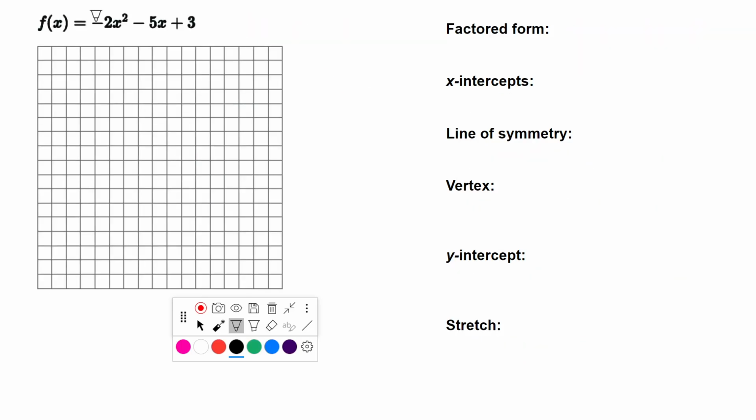This one has a negative 2, so it has the stretch of 2, but we can't factor out that stretch of 2. The only thing we can factor out is the negative, so I'm going to pull out the negative. So it becomes a positive 2x squared plus 5x minus 3. And then to help with my factoring, I'm going to take 2 times negative 3 is negative 6. So I need 2 factors that will multiply to give me negative 6, that will add to give me 5.